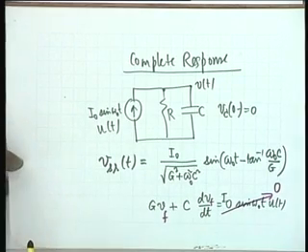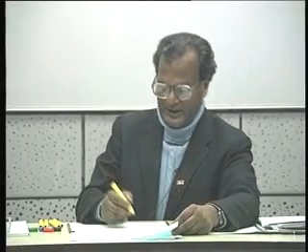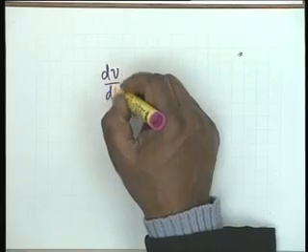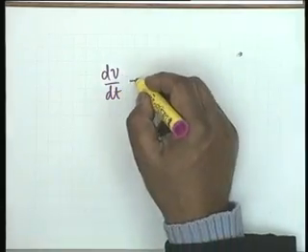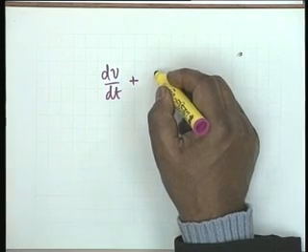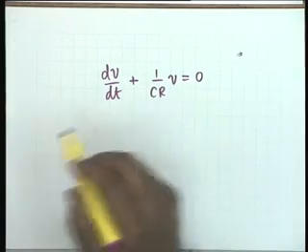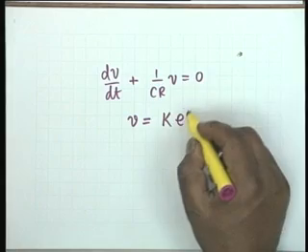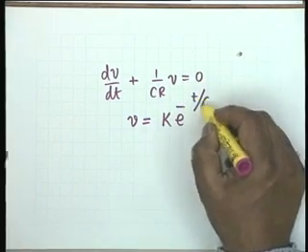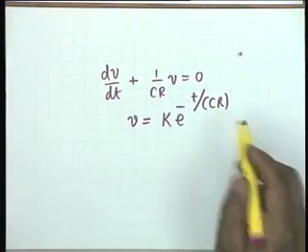And you know the solution to such an equation, that is GV plus C dVF/dt. You can write this as dV/dt. Let us ignore the subscript f for a moment. dV/dt plus G by C, which is 1 by CR, V equal to 0. The solution to this equation is of the form V equal to K e to the minus t divided by CR.